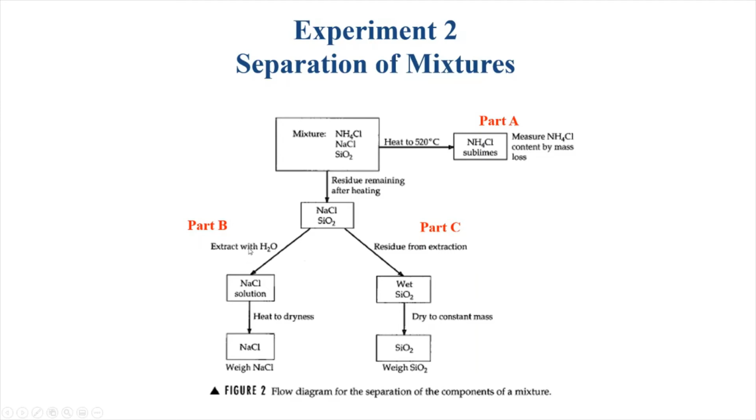So we're going to do what we call an extraction, and then once we have the salt solution and the wet silicon dioxide, we're going to evaporate the water that we added off, and that's going to give us solid sodium chloride and solid silicon dioxide, which we can weigh and get the mass of those individual components. And at the end, we're going to have isolated NaCl and SiO2.